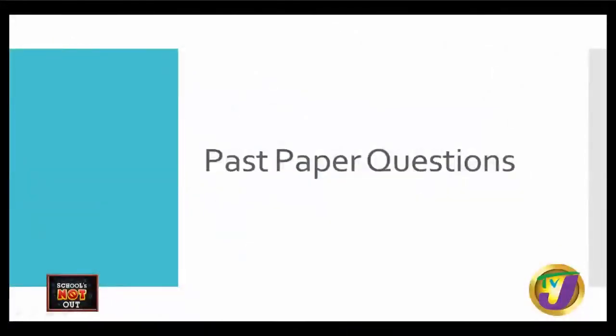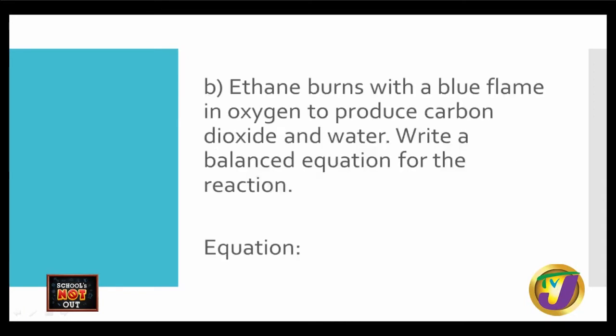so we're going to move on to some possible questions. All right, so let's look at the first one. So it says ethane burns with a blue flame in oxygen to produce carbon dioxide and water. And you are to write a balanced equation for the reaction. So we're going to take our time and go through this, all right, as much practice as possible.